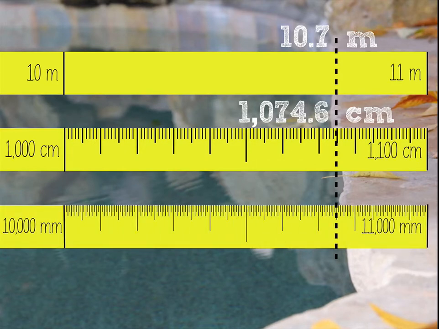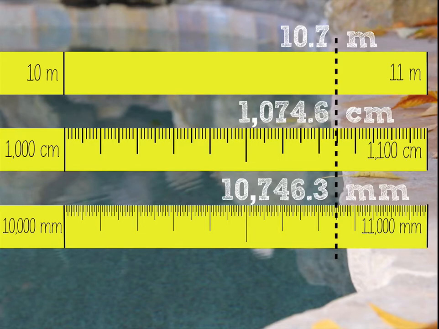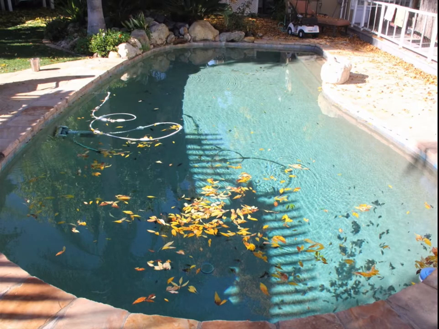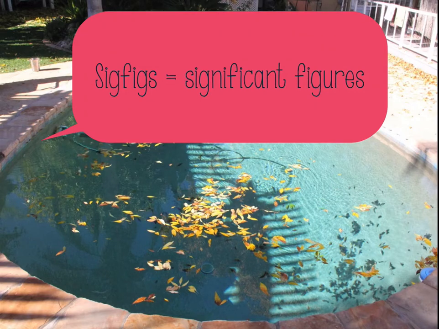If I measure in millimeters, I have 10,746, plus an estimated digit of 0.3. And therefore, I have 6 significant figures. More precision means more significant figures. Here's the thing, though. When you measure with instruments that have different significant figures, you have to dumb it down to the tool with the least sig figs. That's because the estimated value is so vague that it washes out how specific the other measurements are.